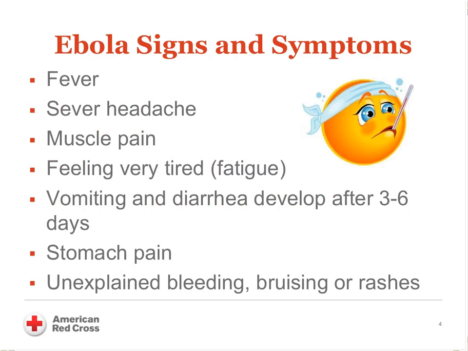Signs and symptoms of Ebola can appear anywhere from 2 to 21 days after exposure. Average time is 8 to 10 days. A person cannot spread Ebola unless symptoms are showing. Symptoms will develop over several days and become progressively worse. Symptoms begin with fever, severe headache, muscle pain, fatigue, vomiting, and diarrhea, developing after 3 to 6 days. Additional symptoms include stomach pain, unexplained bleeding, bruising, and rashes.